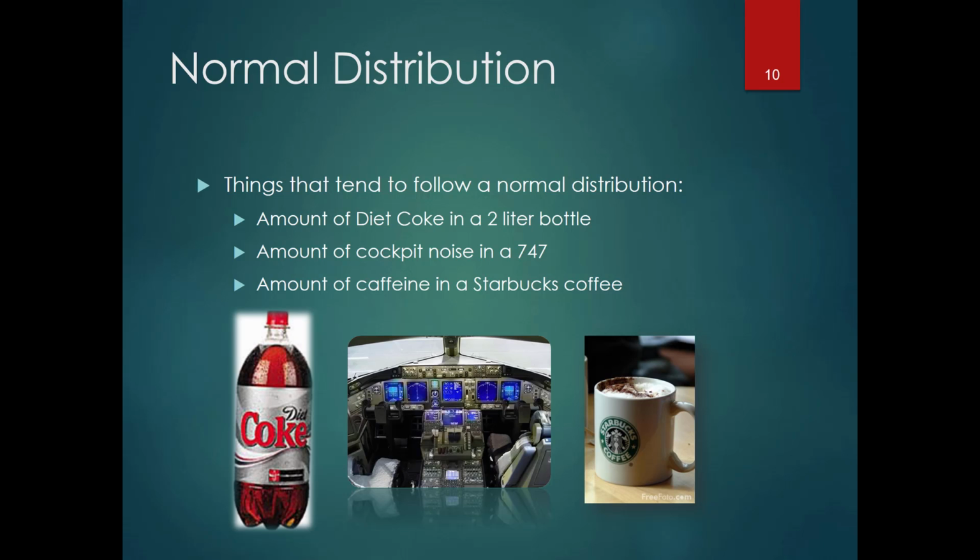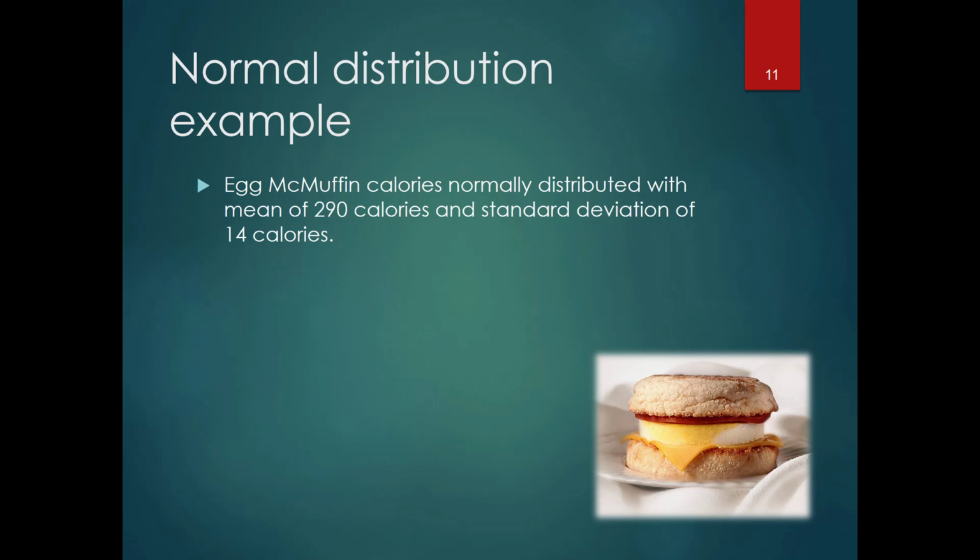Okay, things that tend to follow a normal distribution. Amount of Diet Coke in a 2-liter bottle. Because it's using a machine, most are going to have exactly 2 liters, but of course there's going to be a little bit of variation, some with a tiny bit more, some with a tiny bit less. Amount of cockpit noise in a 747, or amount of caffeine in a Starbucks coffee like I mentioned. So you have that central tendency where most are around it, and then a few on either end in the tails.